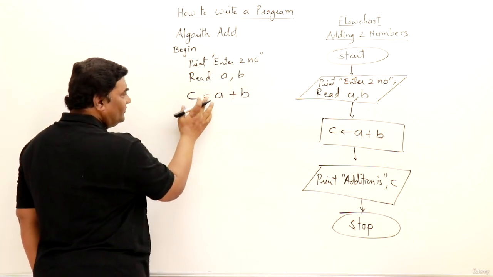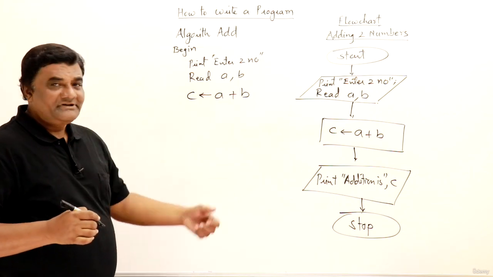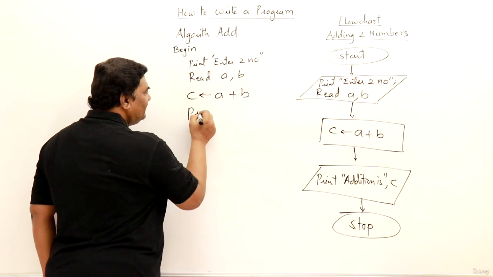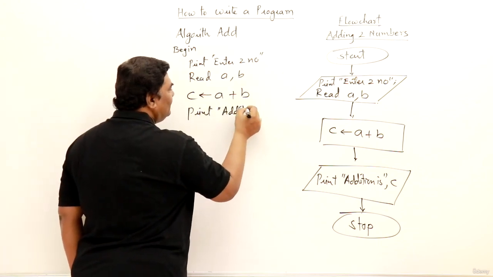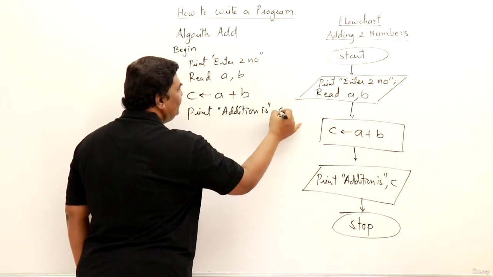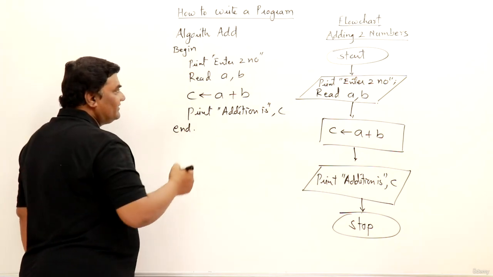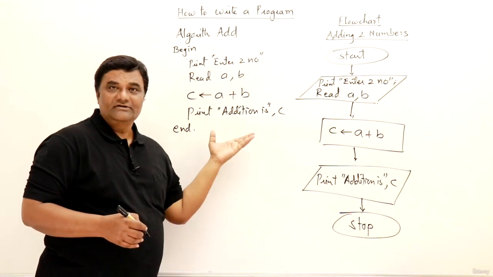I am writing this as assignment. Don't read it as equal to. Otherwise, write an arrow like this. Now next step is printing the addition of the numbers. So print addition is C. So this is the result. And this is the end of our algorithm. So those steps I have combined and written as an algorithm.